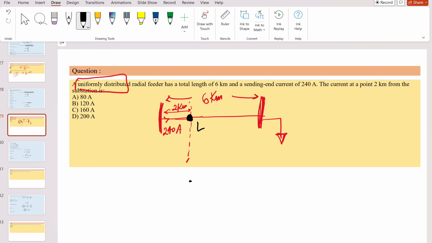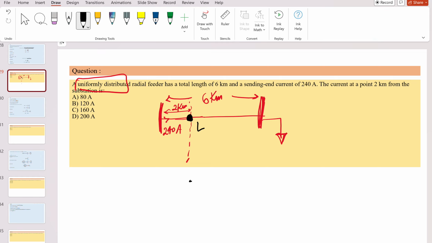If you don't understand the problem, just let me know in the chat box. Okay, I will directly jump to the answer part. I'm giving 10 more seconds. After that, I will give the answer. Okay, I got one answer as 160. You also have to understand why the current drops at a particular point, at a particular length, in a uniformly distributed radial feeder.